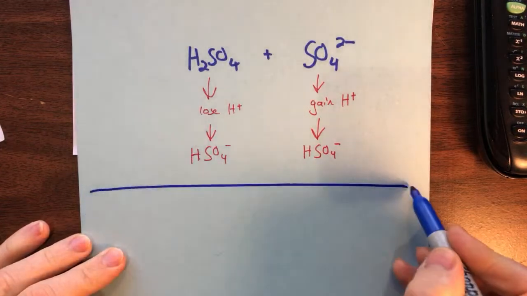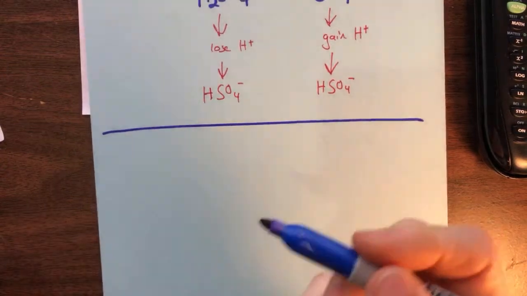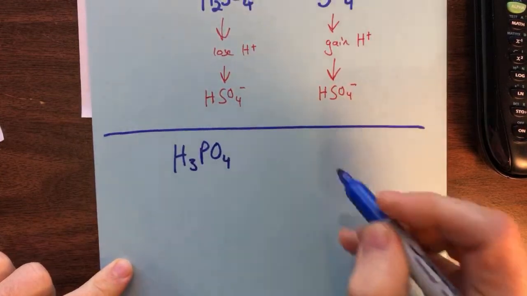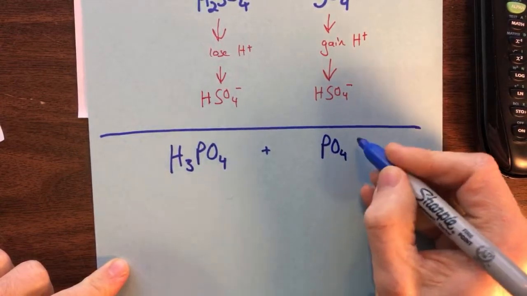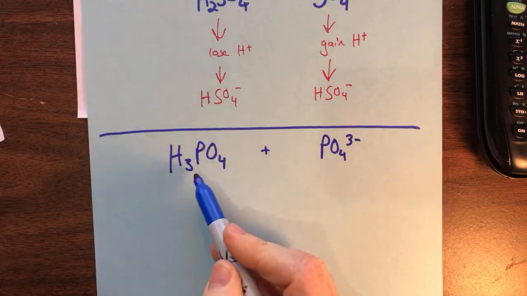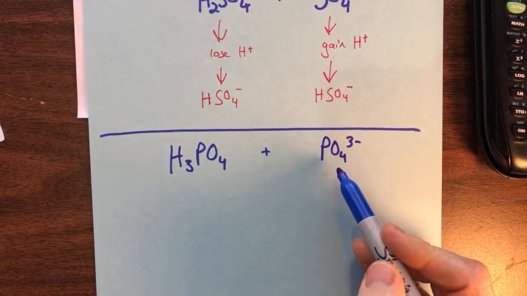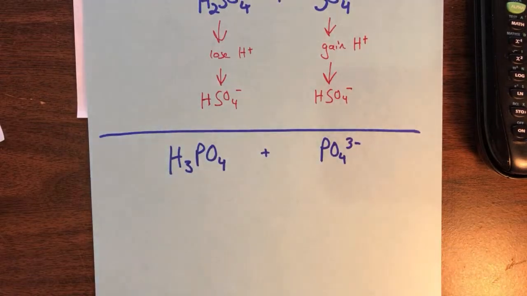Let's look at something a little bit more interesting, a different problem. Let's suppose you have H3PO4, and we're going to react it with PO4 3-. They will definitely react. This is an acid, not a strong acid, but almost a strong acid, and this is going to be a strong base, so they're definitely going to react. This one has 3 hydrogens, this one has none. Now, it really, really matters how much you have.